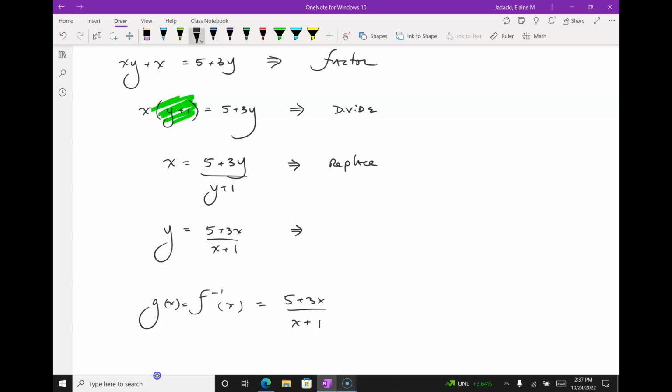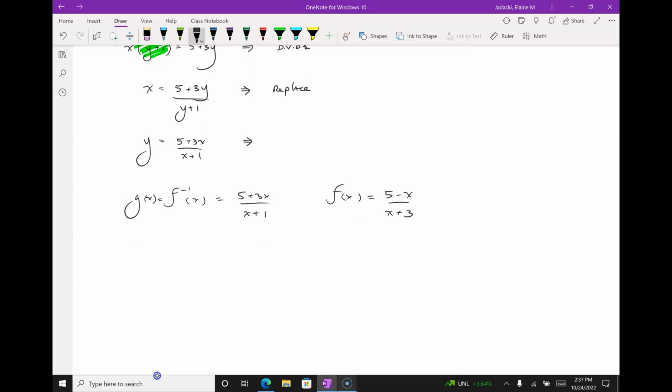Let's remind ourselves what f of x was. It was 5 minus x over x plus 3. What was the domain of f? Do you remember?